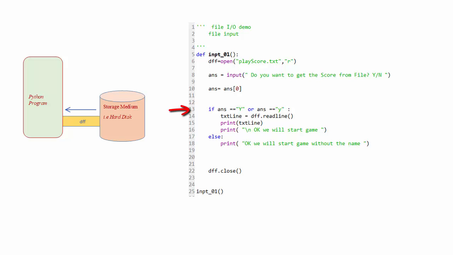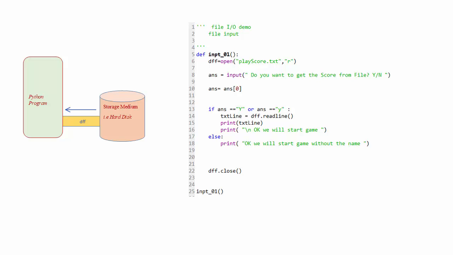Line 13 executes lines 14, 15, and 16 if the user has answered yes, otherwise it skips and executes line 18. If the user has said that he or she wants to see the scores, line 14 reads a line from the file, and that line is a big sequence of characters. That's how it is seen by the program. And that sequence of characters, that string, is assigned to the variable txtLine. We display on the screen that string. And then also the next line will display, OK, let's start the game.